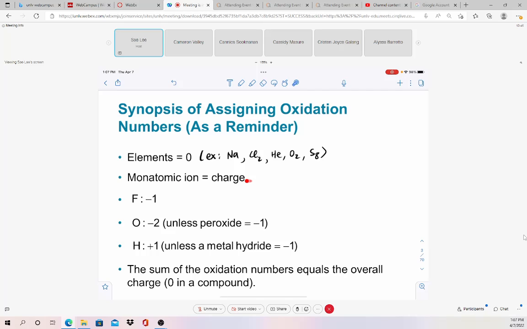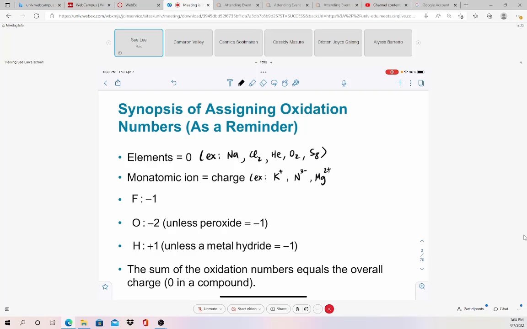The second rule is that monoatomic ions have oxidation number equal to their charge. Monoatomic ions are ions that are made up of only one atom. So for these ions, the oxidation number equals its ionic charge. So examples would be potassium ion, nitrogen ion, magnesium ion. These will all have oxidation number equal to their charge.